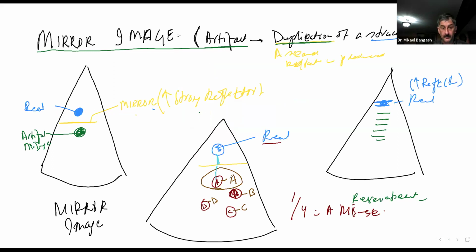So that's why we should be able to say, yes, that the distance between the real and the mirror is going to be equal to the distance between the artifact and the mirror. Did you guys get that?